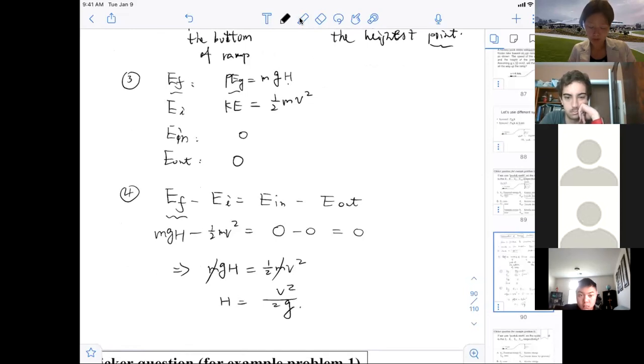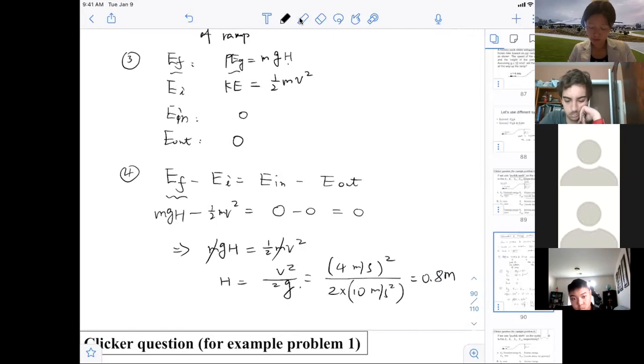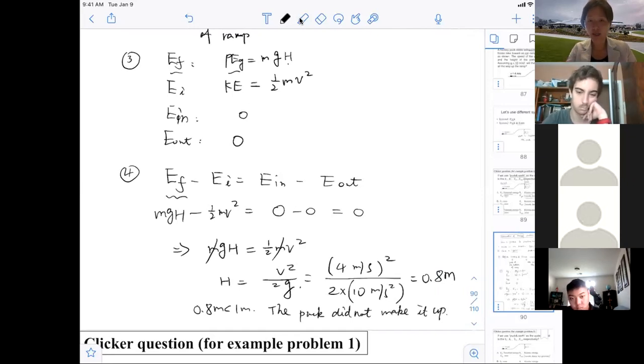Okay. You can plug in your numbers. So v, the initial velocity, is 4 meters per second. g we had used 10, and this comes out to be 0.8 meters. So here we're almost done. You just need to go back to the original question. Since this 0.8 meters is less than 1 meter, the puck did not make it up the ramp. So it slides halfway and then goes back down.